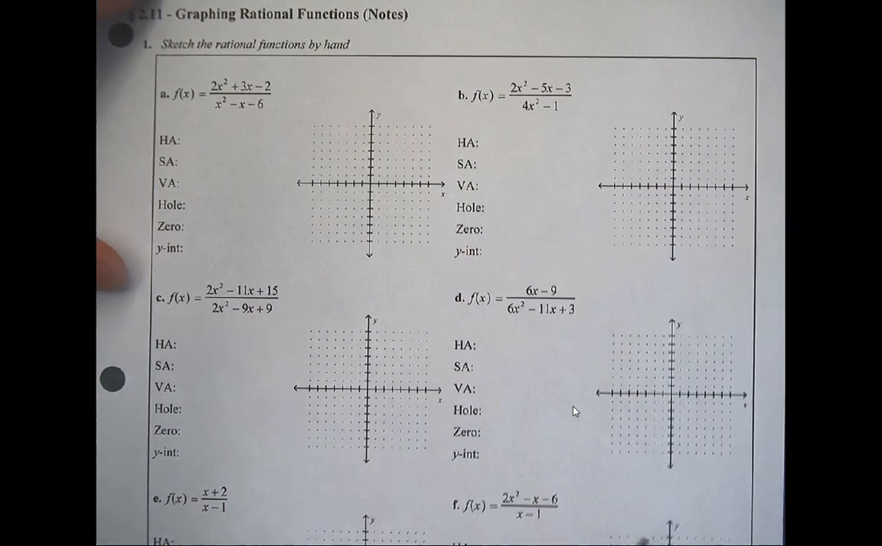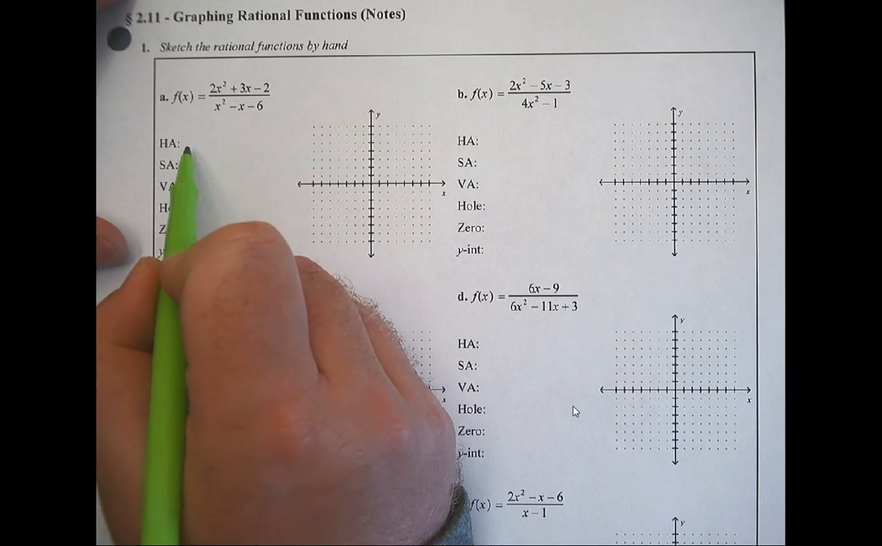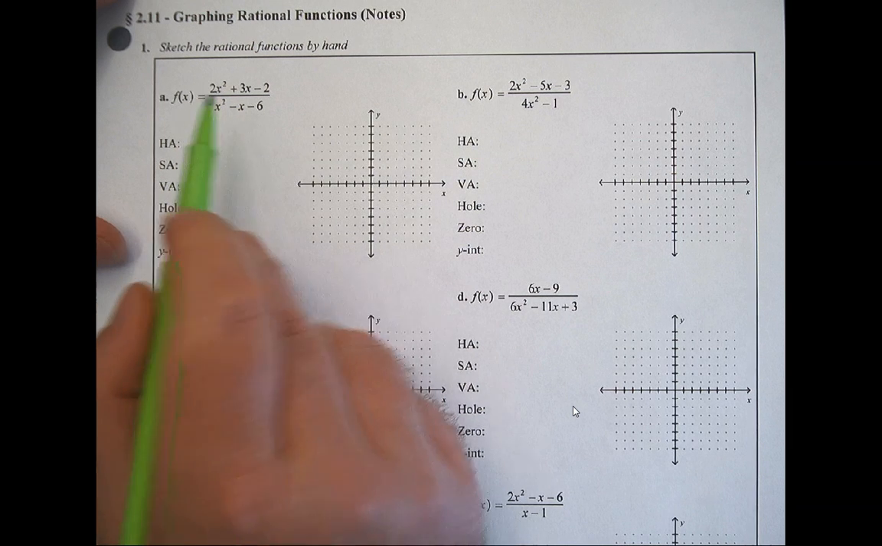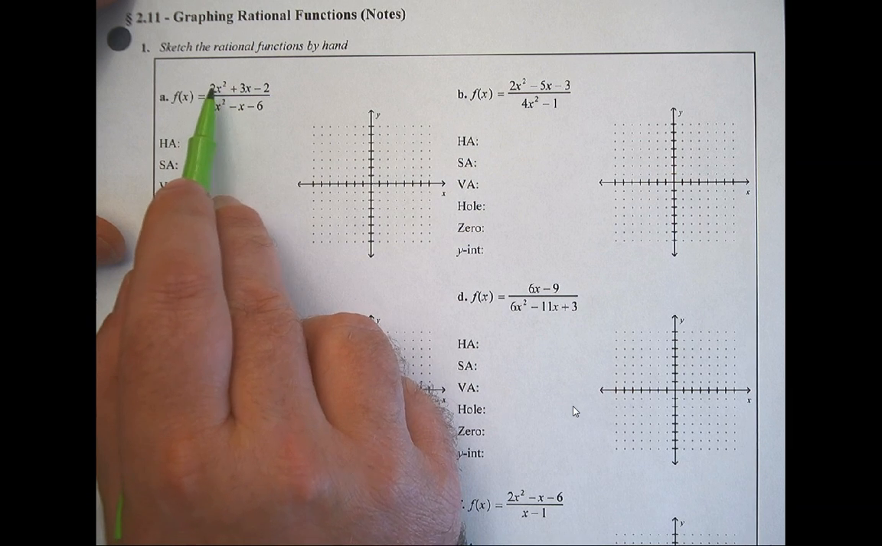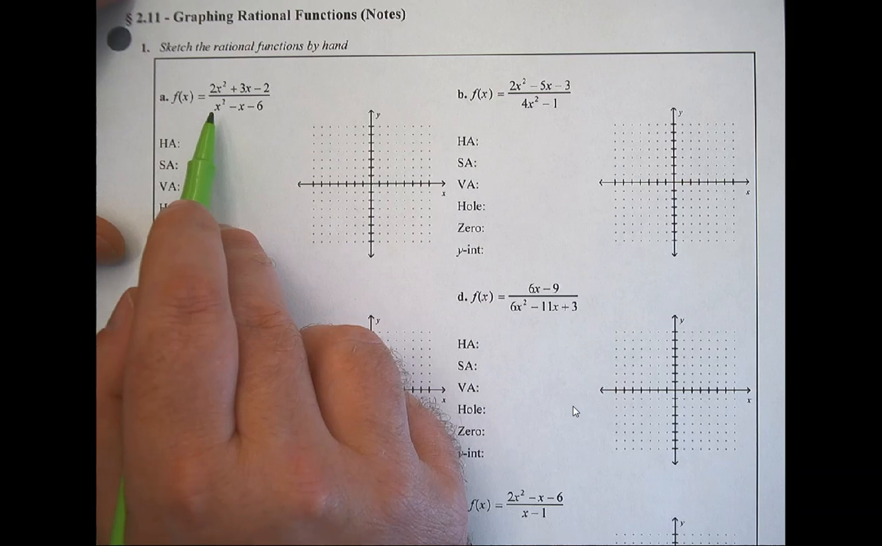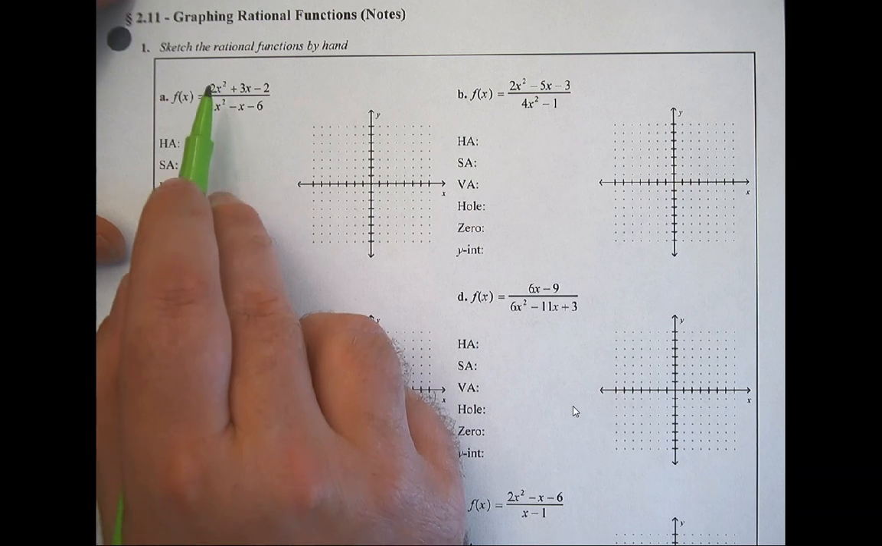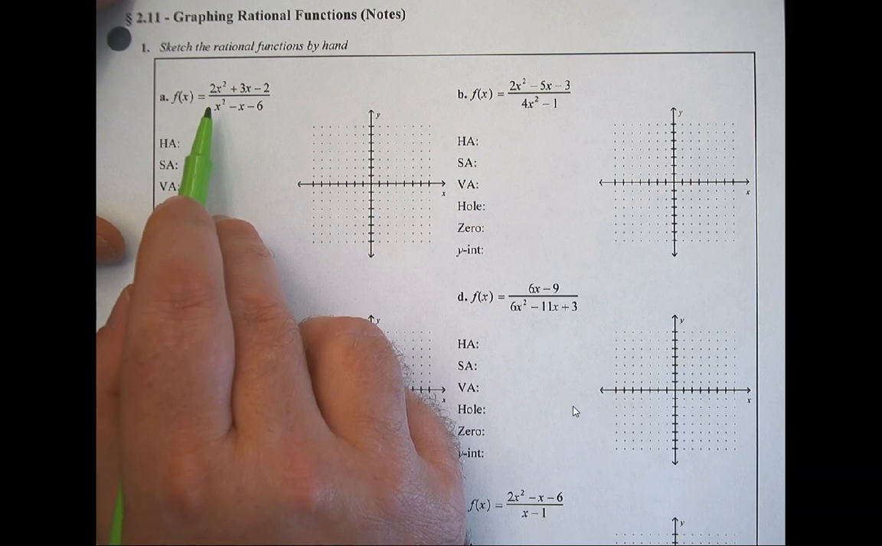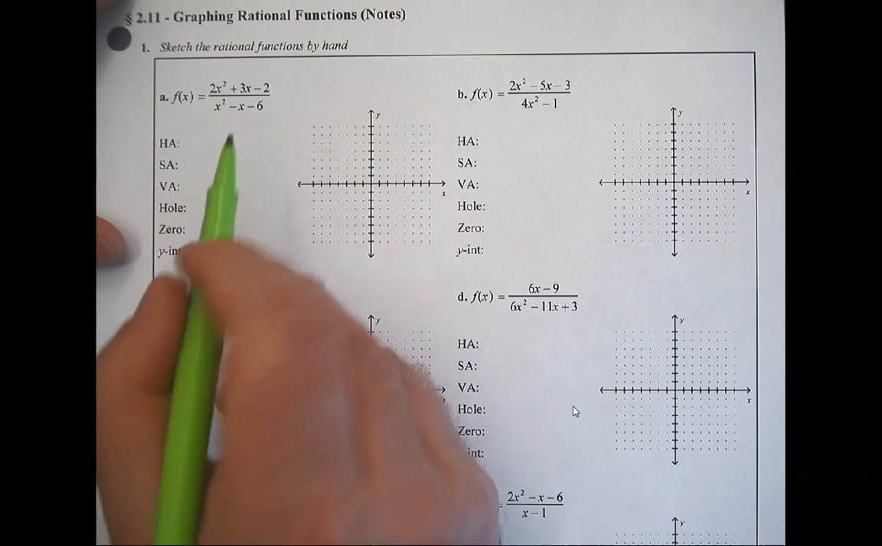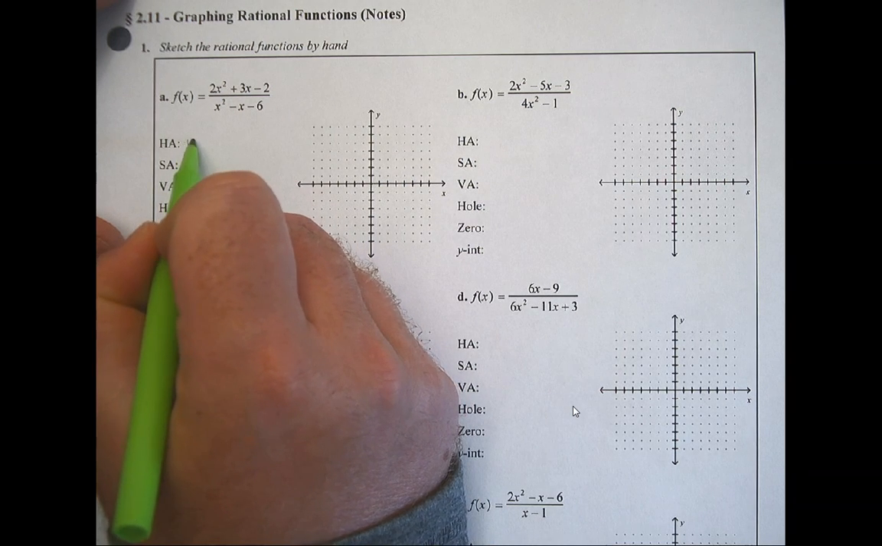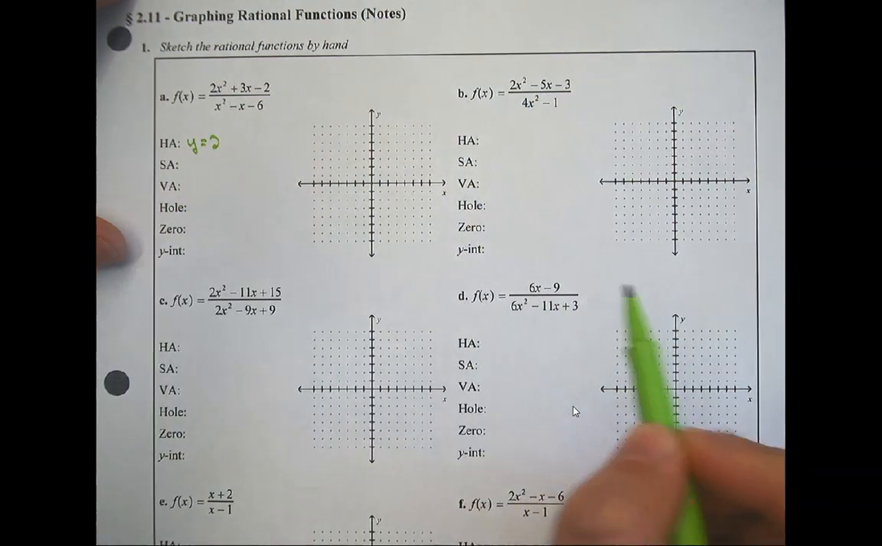HA. I find the HA by comparing the leading terms. So 2x squared over x squared: more x's on the top, bottom, or tie? This is a tie, which means it goes to the coefficients. So that means it's 2 divided by 1. 2 divided by 1 is 2, but don't forget the y equals.